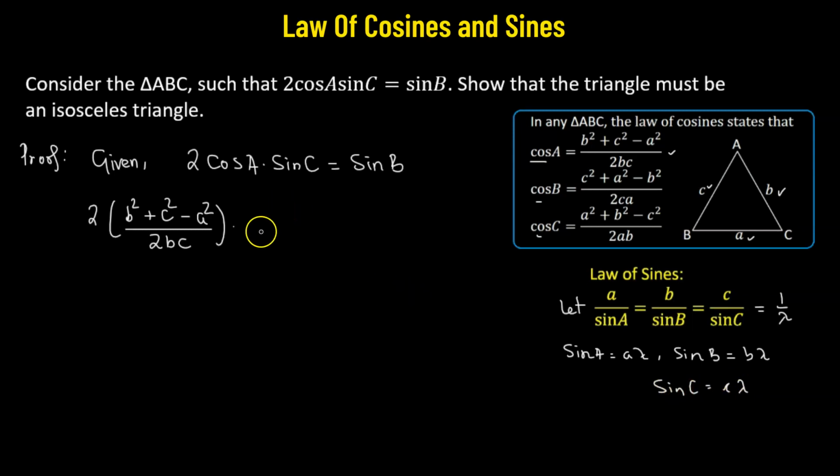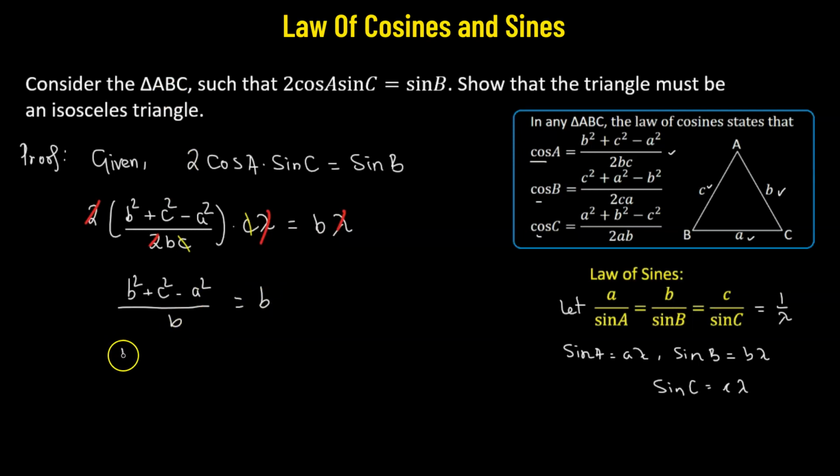So sine of angle C is c times lambda, and this is equal to sine of angle B, which is b times lambda. Fine. So we can factor out lambda from both sides, and we can also factor out 2 from the numerator and the denominator. We can also factor out the c from the numerator and the denominator. We can rewrite this as b squared plus c squared minus a squared divided by b, which is equal to b.